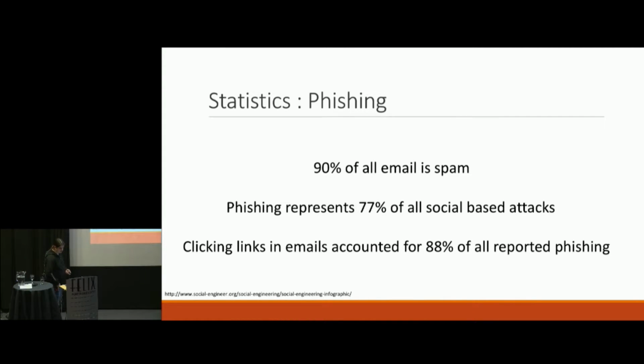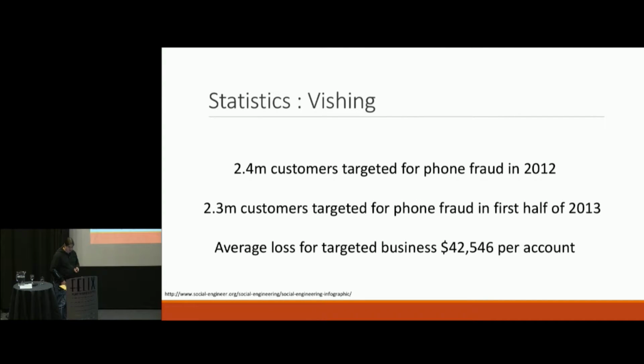And clicking links accounted for 88% of all reported phishing incidents. So if we look at phishing, 2.4 million customers were targeted for phone fraud in 2012 alone, and 2.3 million customers were targeted for phone fraud just in the first half of 2013. So this type of fraud is getting exponentially more serious. And the average loss for a targeted business, and again this is slanted to the US, was around $42,500 per account.